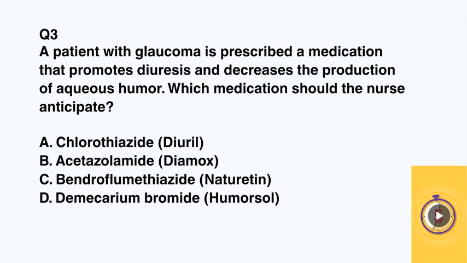Let's go to our next question. A patient with glaucoma is prescribed a medication that promotes diuresis and decreases the production of aqueous humor. Which medication should the nurse anticipate? Is it going to be letter A, chlorothiazide, letter B, acetazolamide, letter C, benzthiazide, or letter D, dimethylcarbonium bromide?